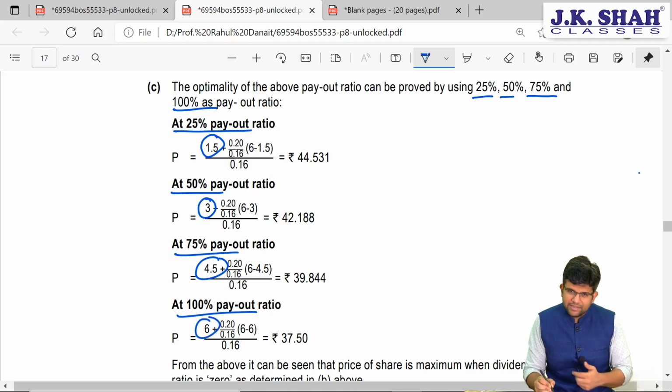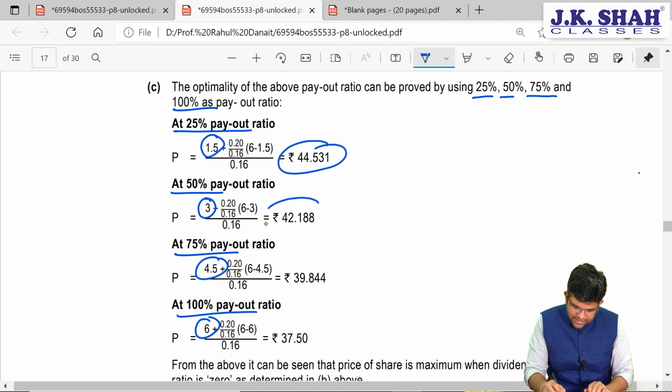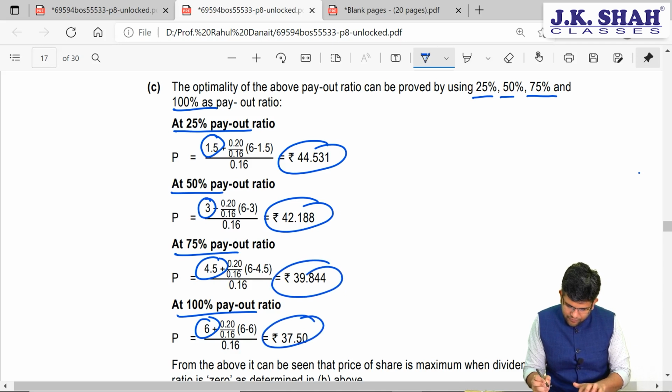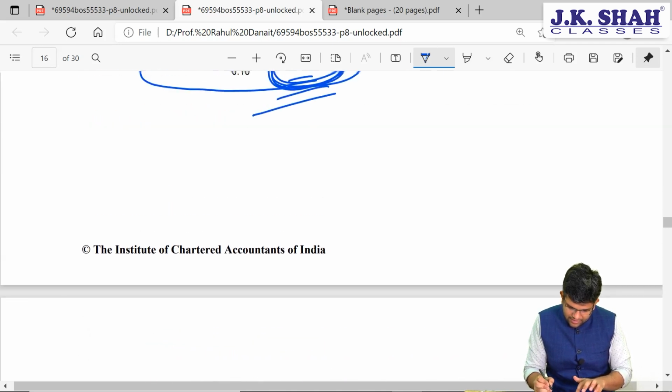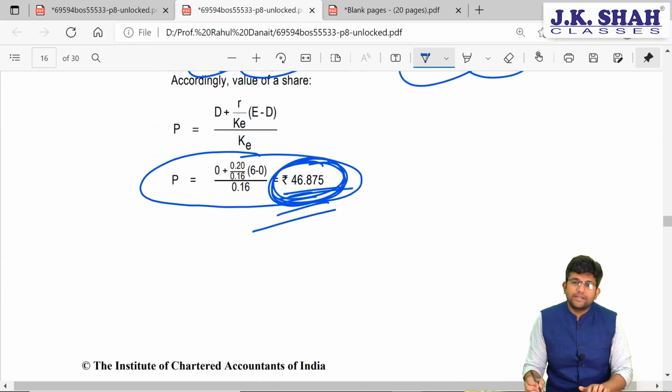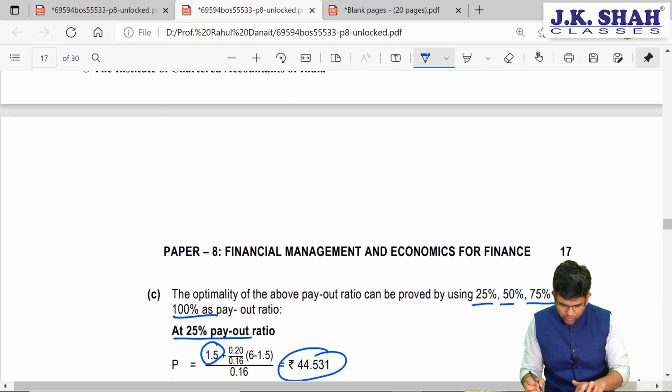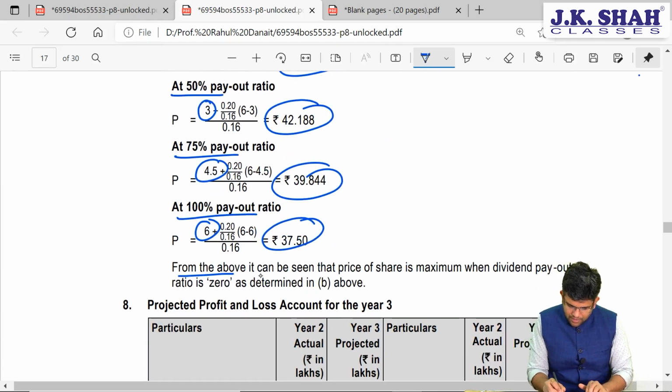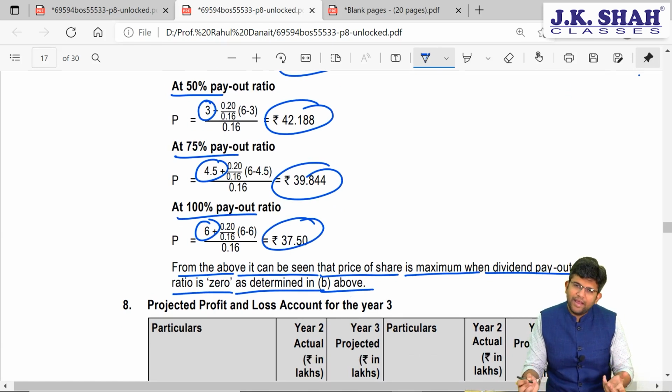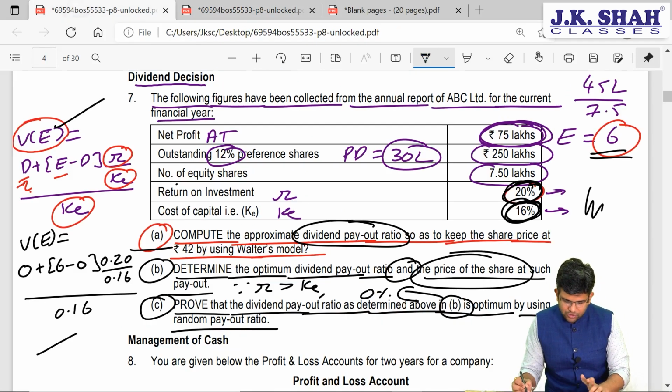Children, in all these cases, they have calculated with the same Walter's model, and you can see the prices that they are getting are of course less than this price, 46.875. So what is the conclusion? From the above, it can be seen that price of share is maximum when dividend payout ratio is 0, as determined in B above, and hence it is proved. Everyone clear?